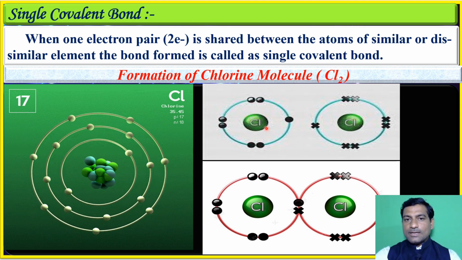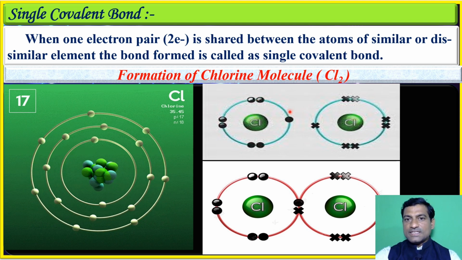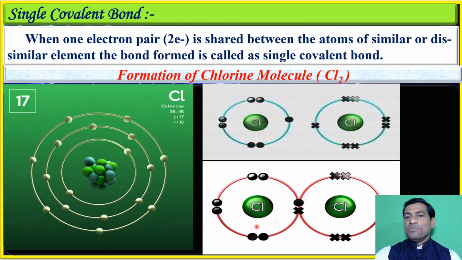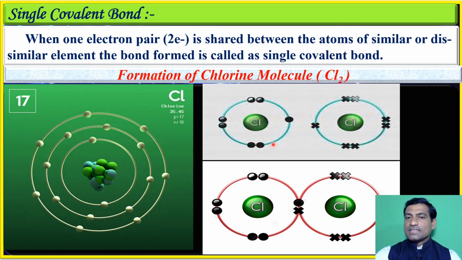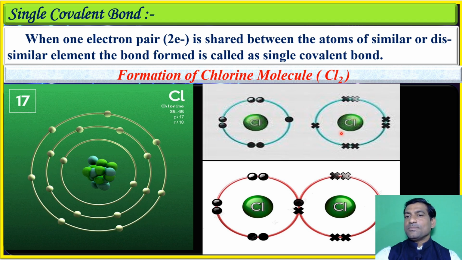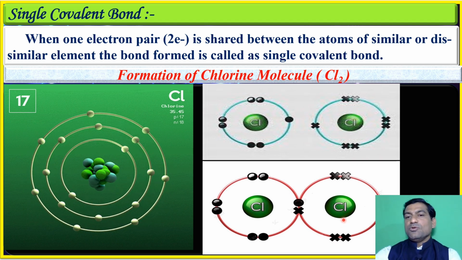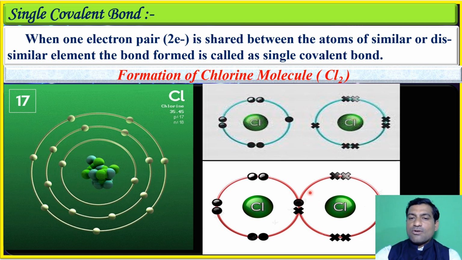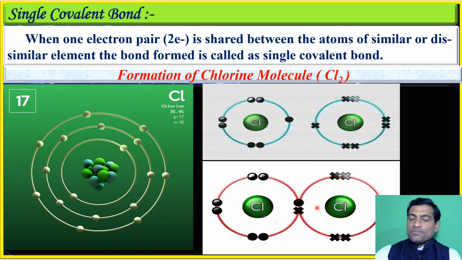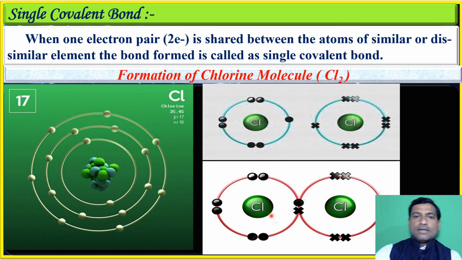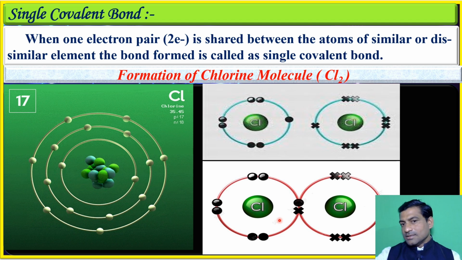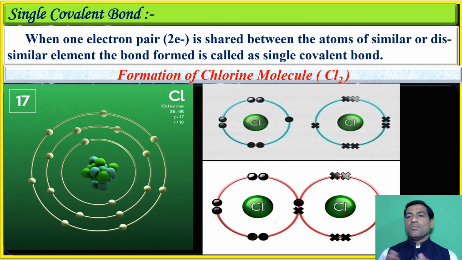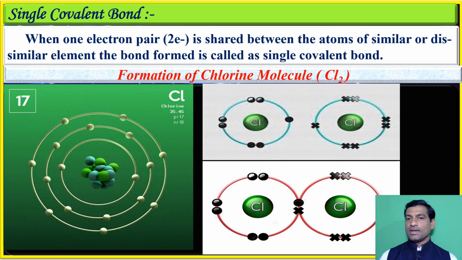Here the chlorine atom, the last orbit contains 7 electrons. Here the second chlorine atom, the last orbit contains 7 electrons. Means one chlorine atom can share one electron, another chlorine atom can share one electron. By mutual sharing of electrons between these two chlorine atoms, there is a formation of a bond between these atoms. That bond is called a single covalent bond. मीन्स एक क्लोरीन एक इलेक्ट्रॉन शेअर करतो, दुसरा क्लोरीन एक इलेक्ट्रॉन शेअर करतो, अशा पद्धतीने दोन इलेक्ट्रॉन पासून एक बॉन्ड तयार होतो. That is the single covalent bond.